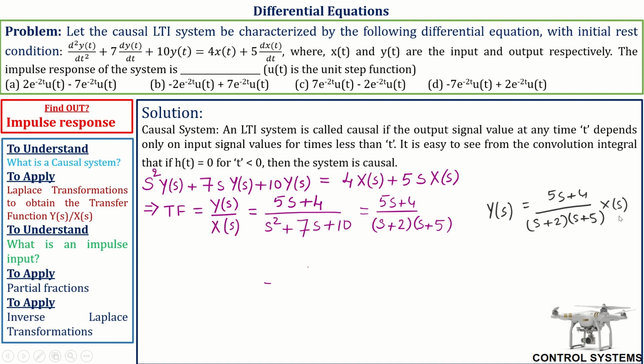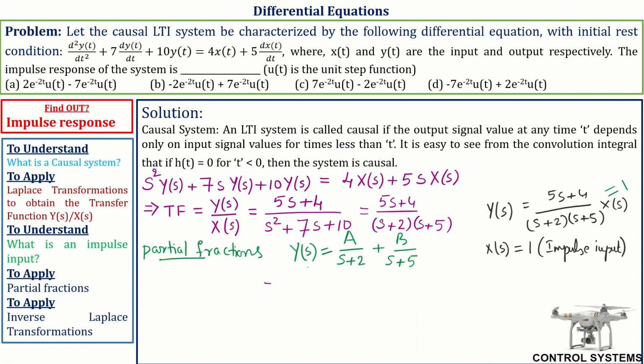Now we have x of s as the impulse input, isn't it? Because they have asked us for the impulse response, we should take the input as impulse input, where the impulse input is equal to 1, so x of s is equal to 1. So y of s becomes only 5s plus 4 by s plus 2 into s plus 5. Applying partial fractions to y of s, which is nothing but our impulse response in the s domain, we can partition this into a by s plus 2 plus b by s plus 5, which is equal to 5s plus 4 by s plus 2 into s plus 5.